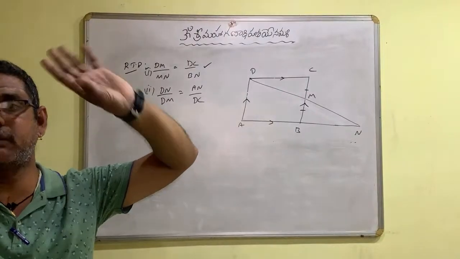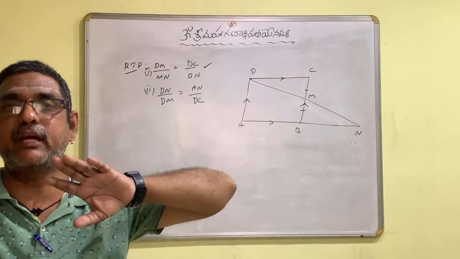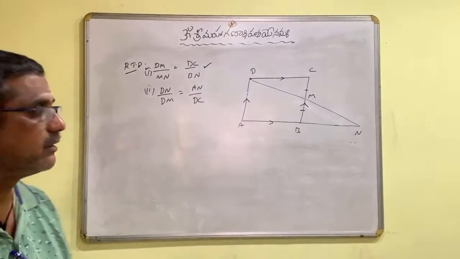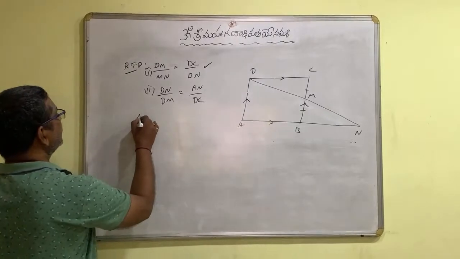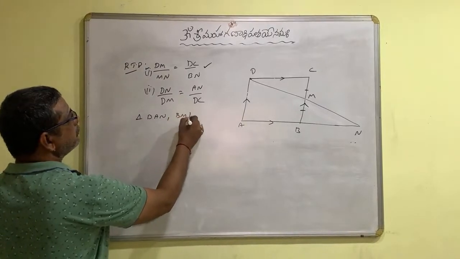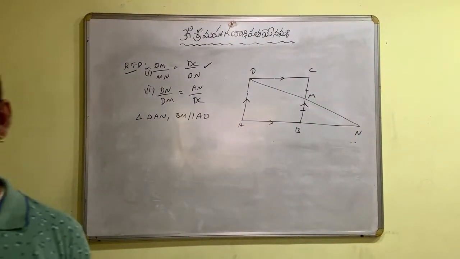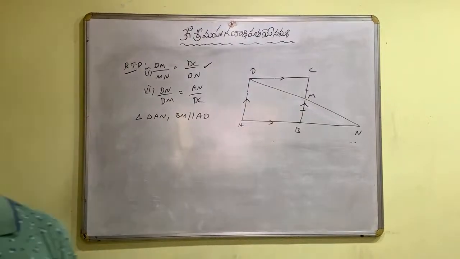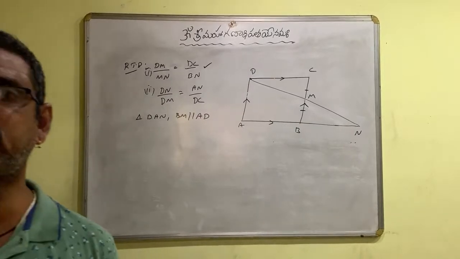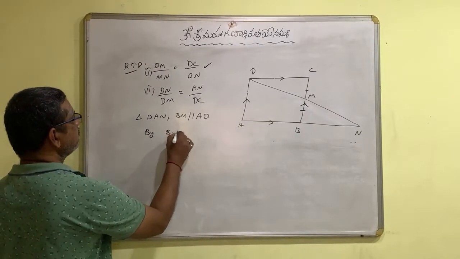What is the setup? There must be a triangle and a line intersecting two sides of the triangle at distinct points, and moreover it is parallel to the third side. Yes, triangle DAN. Very good. Consider triangle DAN. BM is parallel to AD. We got the setup, so we can apply the basic proportionality theorem.